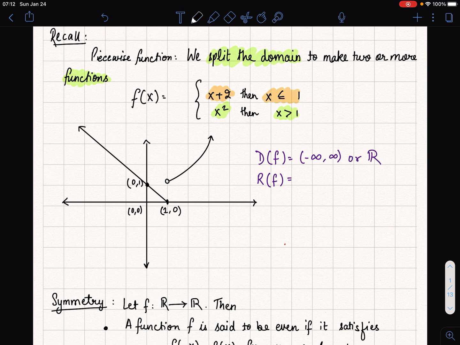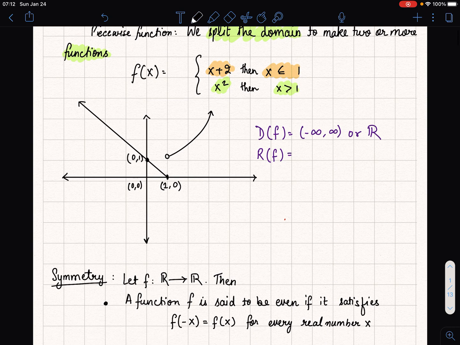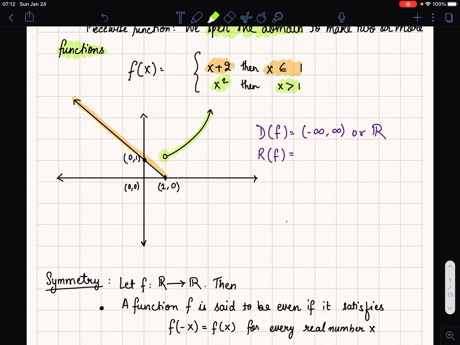If we look at the graph of the function, the graph looks somewhat like this. So this is the graph of x plus 2 when x is less than or equal to 1, while x squared when x is greater than 1. So we have this, and mind that we have a hole in the graph here.